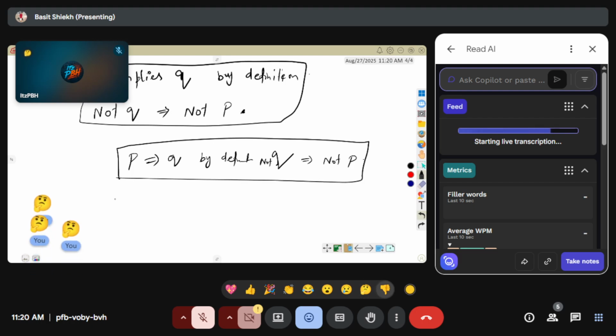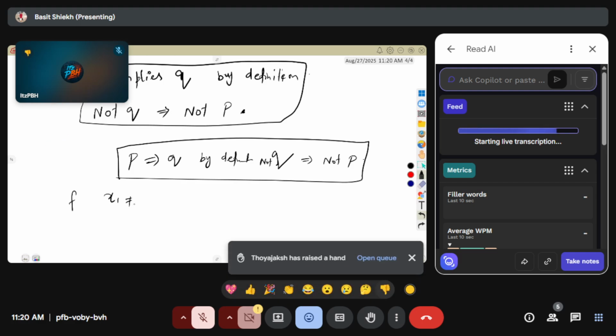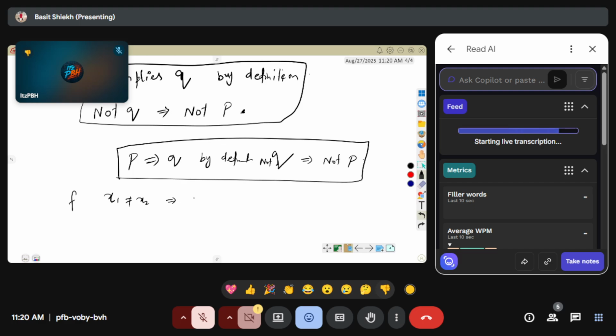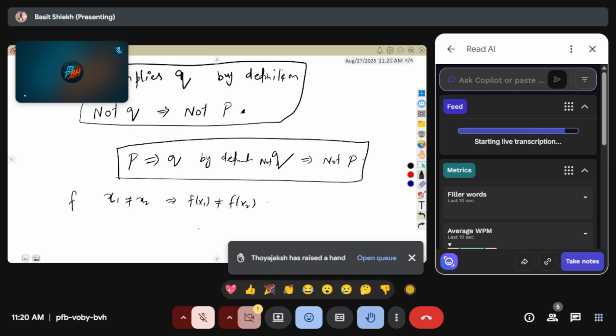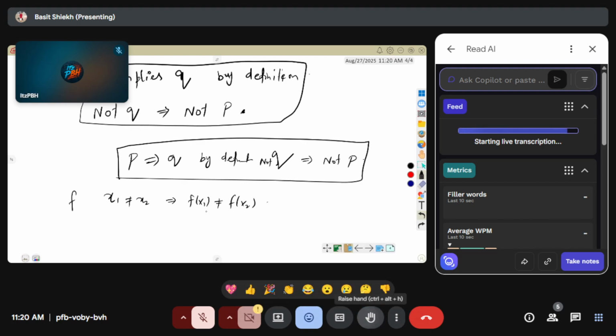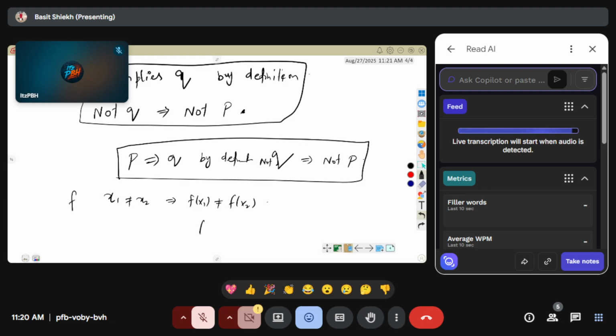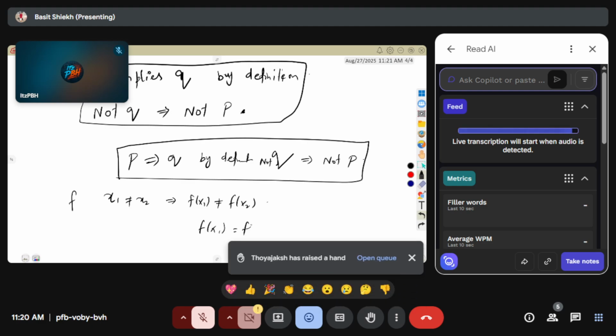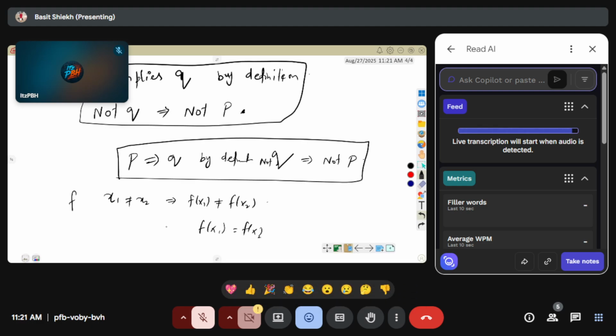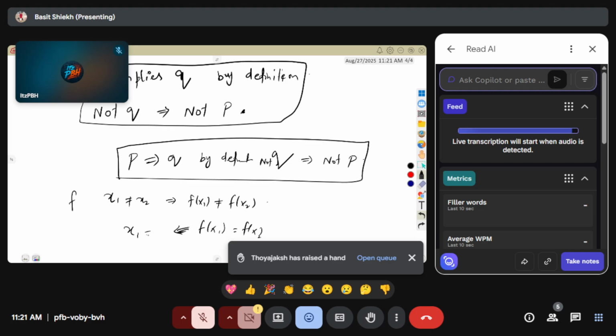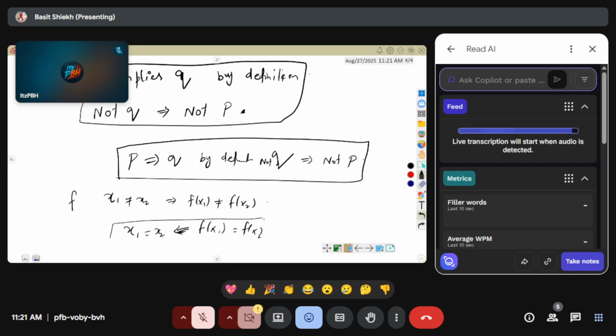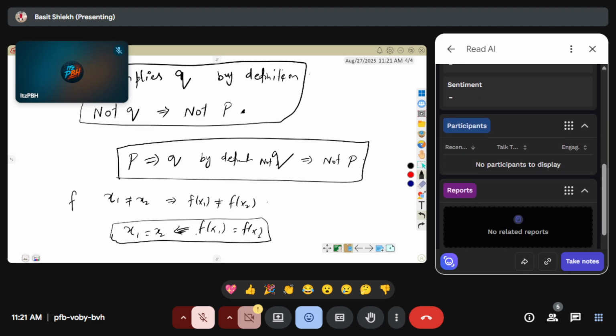Same we will use here. We were using the definition x1 not equal to x2 should imply f of x1 not equal to f of x2. Now, in return, what we will say: if f of x1 equals f of x2, this should imply x1 equals x2. Got this?